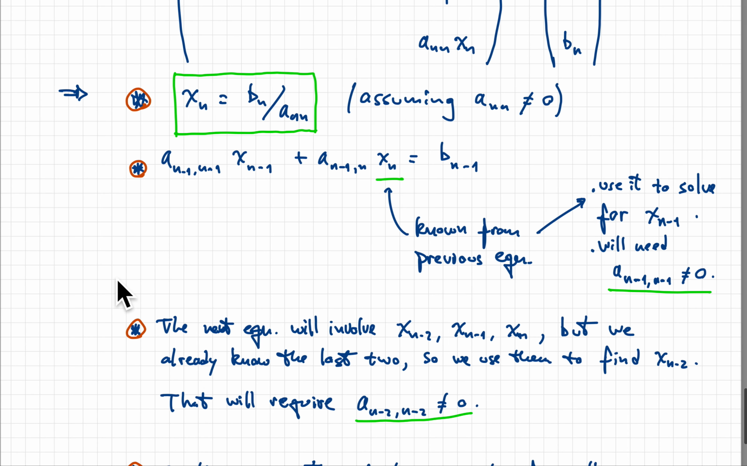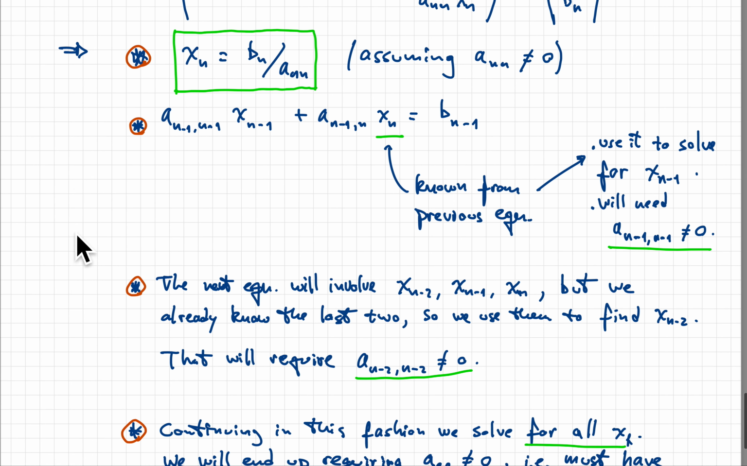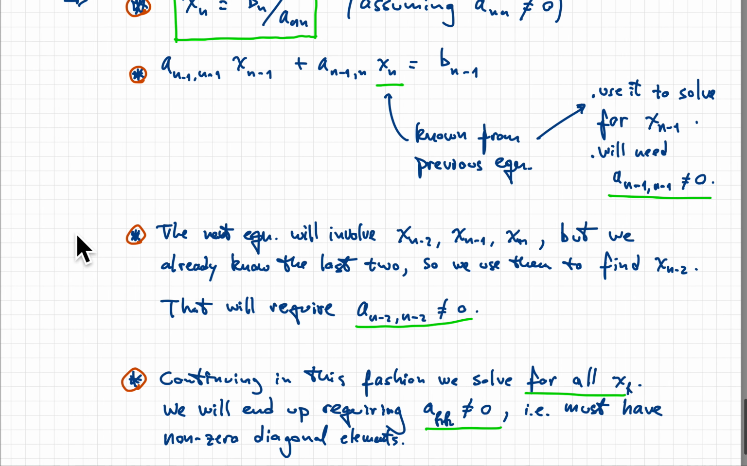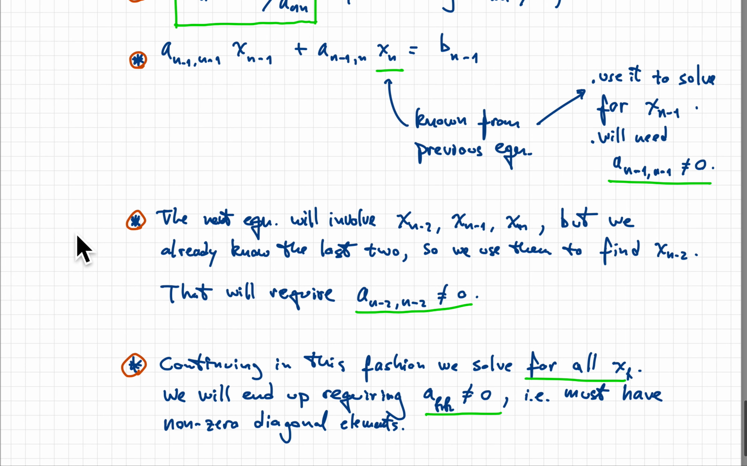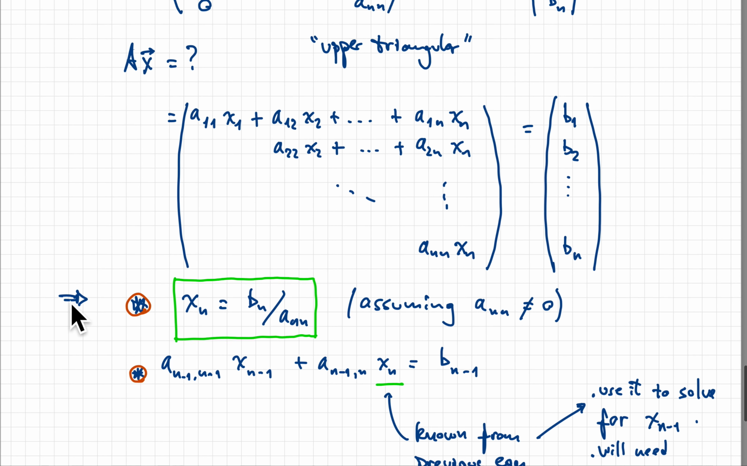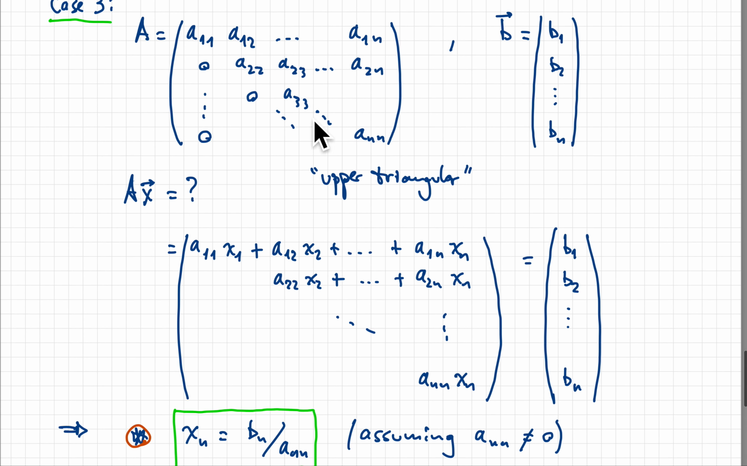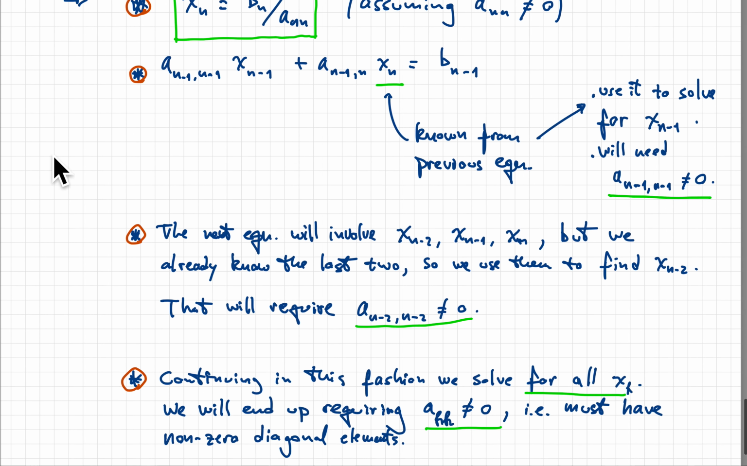This last equation that we just discussed will require a(n-2, n-2) to be not equal to 0 for the same reasons that we discussed before, and we continue in this fashion and solve for all the xk. We'll end up requiring that akk is not equal to 0 for all k's, and we must have then non-zero diagonal elements. So all this works out, and we can solve our problem Ax equal to b for a triangular system as long as all this diagonal is non-zero. If the diagonal is made out of non-zeros, then we're safe and we can solve our problem.